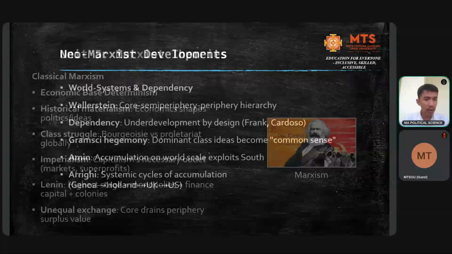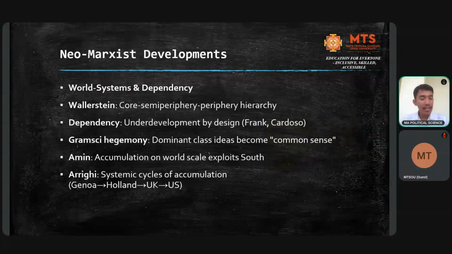In neo-Marxism, what they discuss is world system and dependency. Dependency is being created. The same core, semi-periphery, periphery hierarchy. The rich country, the poor country, the poorest country. The rich country is America, semi-periphery is India, periphery is Africa or Bangladesh. These are the examples. Dependency by design, Frank and Cardoso.